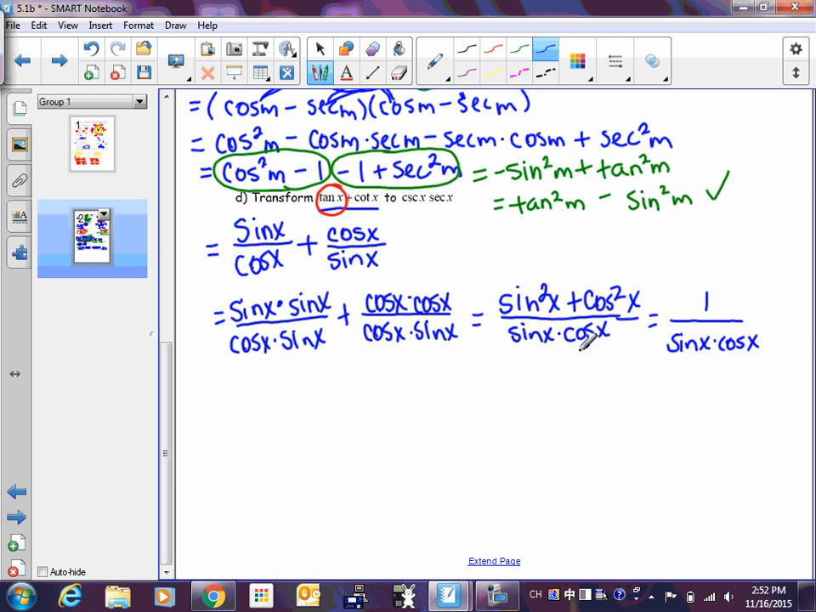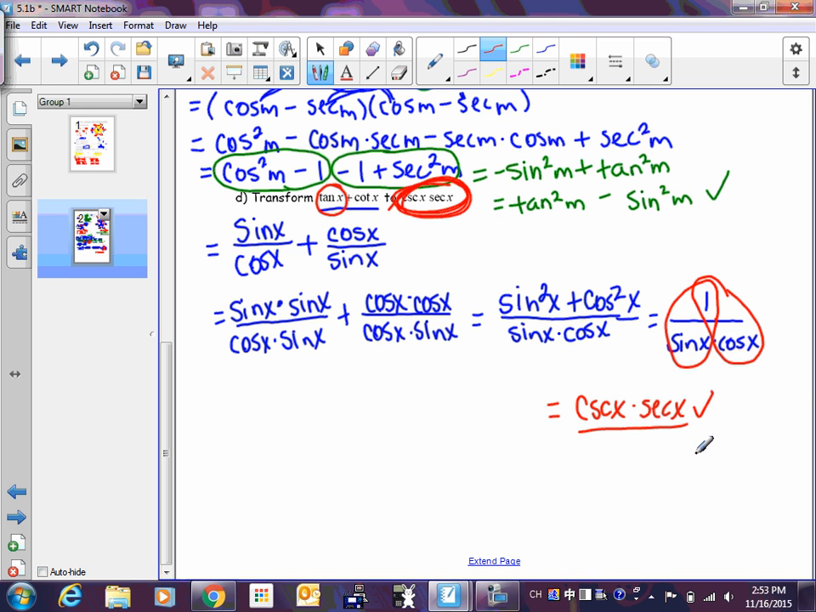Now, look at our answer. We want to get cosecant and secant. Do you see it? Maybe, maybe not. What is 1 divided by sine? Cosecant. And we can use that same 1 here. What's 1 divided by cosine? Secant. Isn't that what I was trying to prove? So that's how we know we did that one right. That's a harder one than some of the other ones we did. So we're going to keep practicing this stuff.